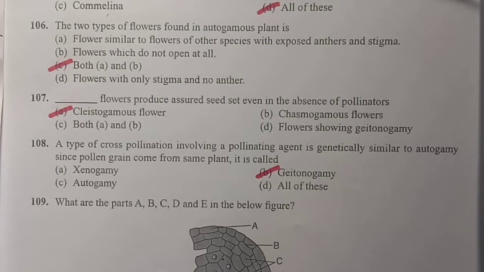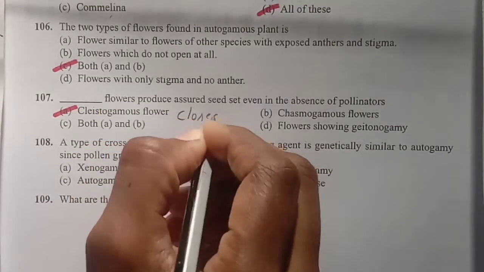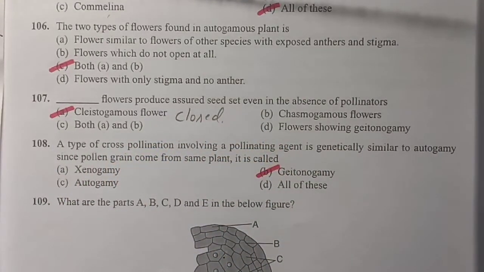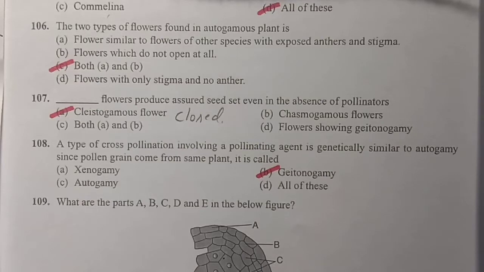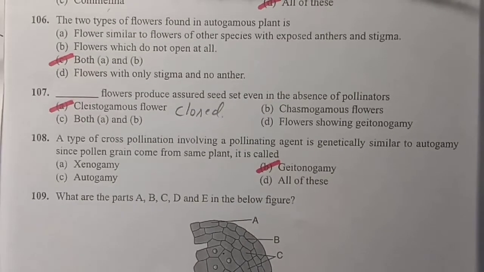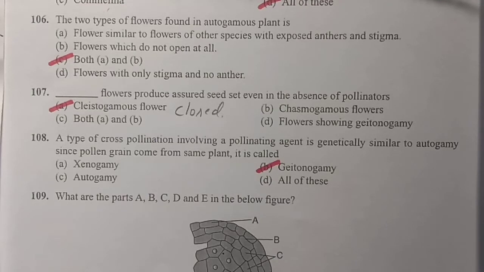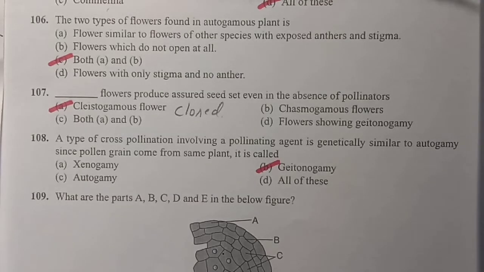Next question, dash flowers produce assured seed set even in the absence of pollinators. Usually in angiosperms, pollinators are required for fertilization as the male and female gametes are non-motile. But in cleistogamous flowers, the closed flowers, we can expect assured seed set, which means seed formation is confirmed even in the absence of pollinators. Why? Because the flowers are closed, they do not open at all. Both anther and stigma lie within the same flower, very close to each other. There will be fertilization and formation of seed in closed flowers.